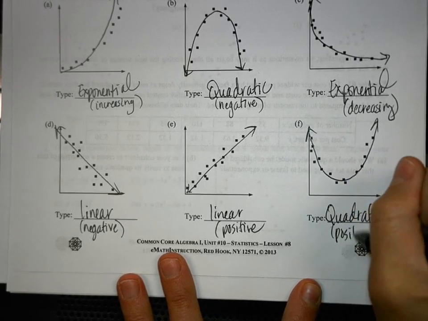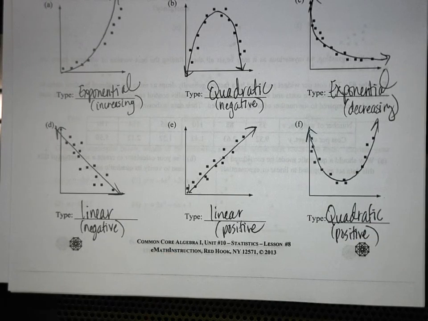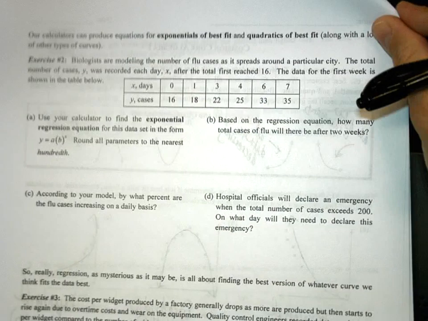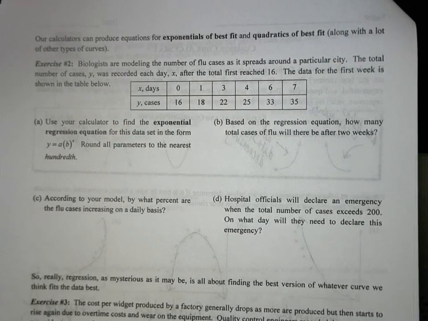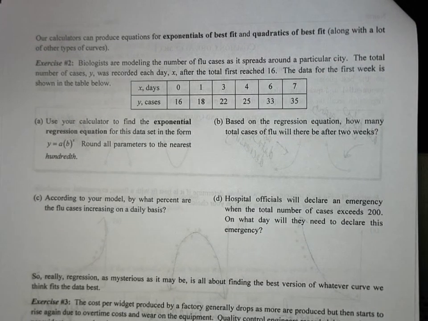Good. Okay. So far, so good? All right. Okay, our calculators can produce equations for exponentials of best fit and quadratics of best fit, along with a lot of other types of curves. So if you think about what we did yesterday, when you're typing, you know how we typed in our equation like y1 is approximately equal to mx plus b, all you're going to be doing is in these programs, you're going to be typing in a different type of equation that you're looking for. Does that make sense? And so we can go through all that.